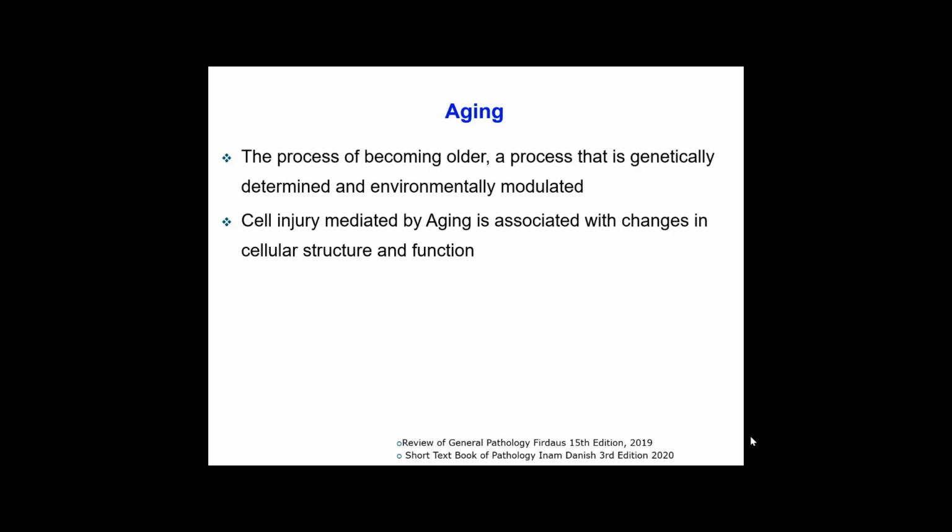Aging, you already know that it is a process of becoming older, a process that is genetically determined and environmentally modulated. This type of cell injury is basically associated with changes in the cellular structure and function of the cell.